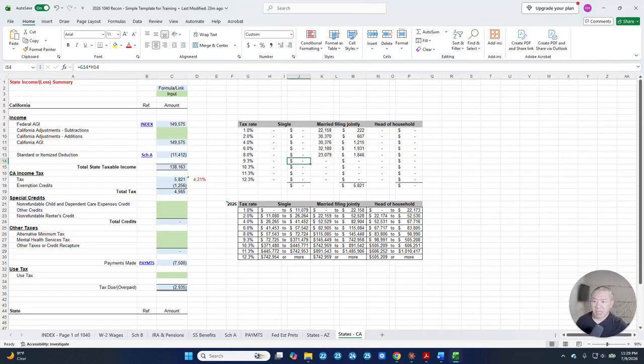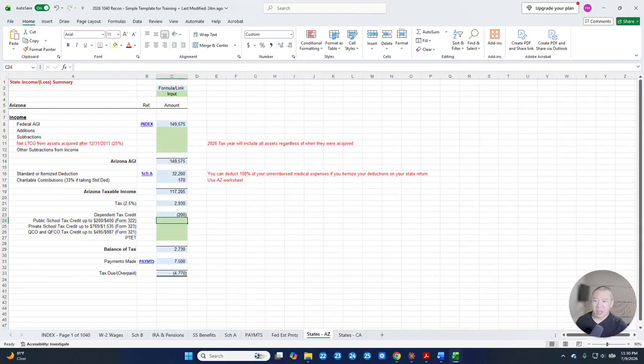If you're in the state of California, the standard deduction was the same. Tax follows the same table here. Tax is $45.65, and we assume payment of $7,500. Refund of $2,935.